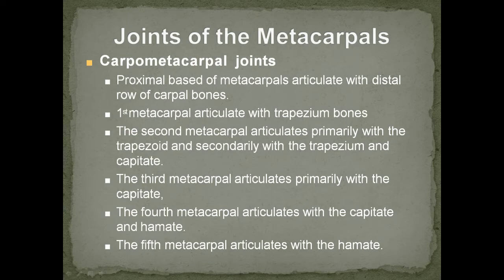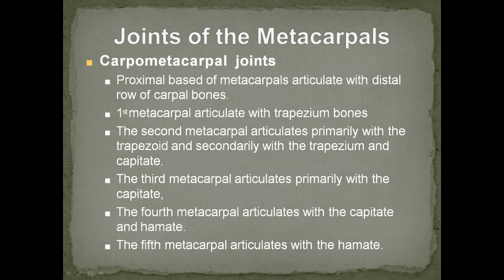Now we'll see the joints of the metacarpals, the carpometacarpal joints. The proximal bases of the metacarpals articulate with the distal row of the carpal bones. The first metacarpal articulates with the trapezium. The second metacarpal articulates primarily with the trapezoid and secondarily with the trapezium and capitate. The third metacarpal articulates primarily with the capitate, the fourth metacarpal articulates with the capitate and hamate, and the fifth metacarpal articulates with the hamate.